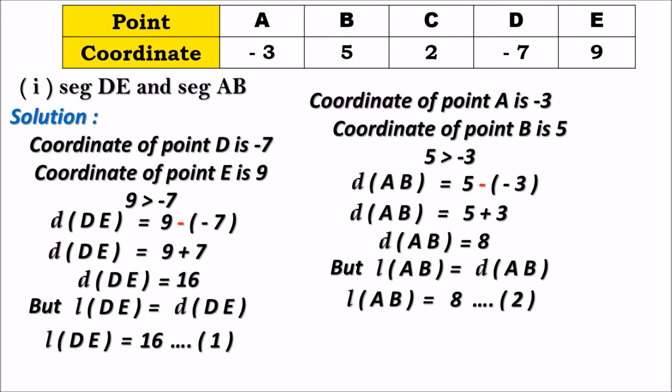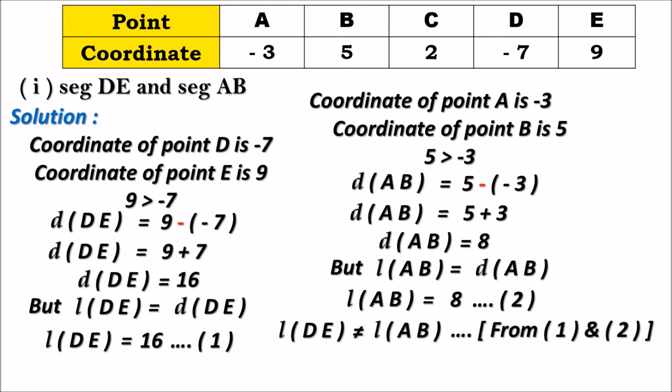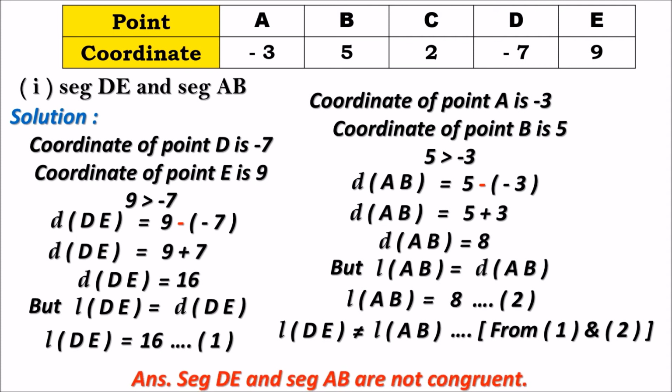Now we will compare equation 1 and equation 2. This is equation 1. What is the right hand side of equation 1? It's 16. So here the length of DE is 16 and the length of AB is 8. Are their lengths the same? No, their lengths are not the same. If the lengths are not the same, it means they are not congruent. So the length of DE is not equal to the length of AB. How did we come to know? From 1 and 2. Hence seg DE and seg AB are not congruent.